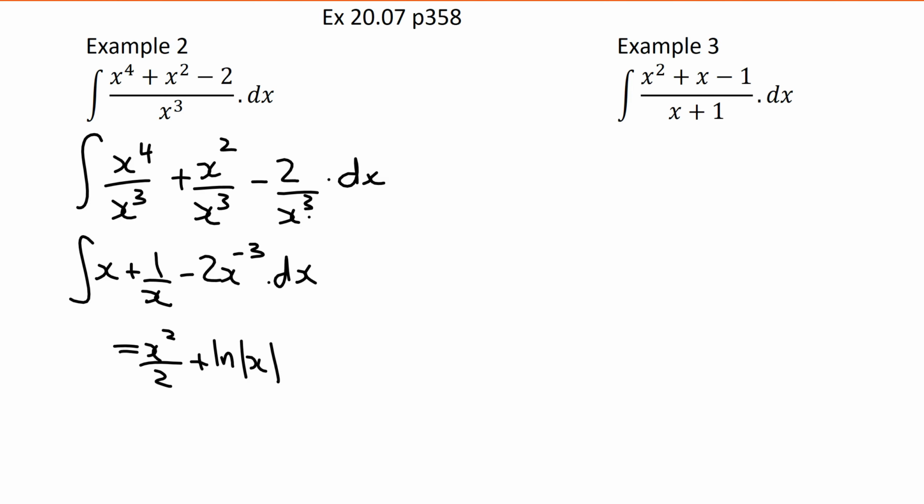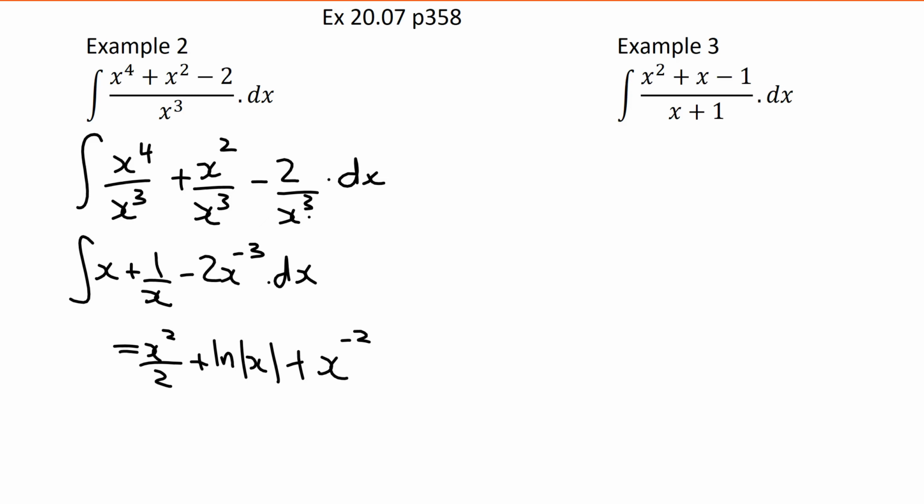What's that going to be? Minus 2x to the negative 2 over negative 2. Does that sound right? So that's just going to be that part there. Is that right? Well, when you integrate x, you add 1 to the power and divide by the new power.